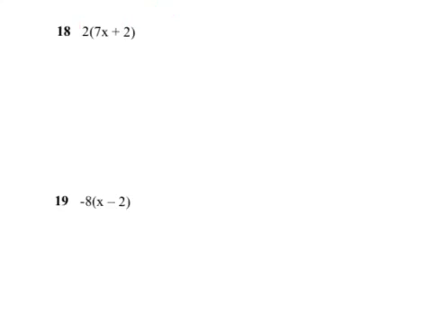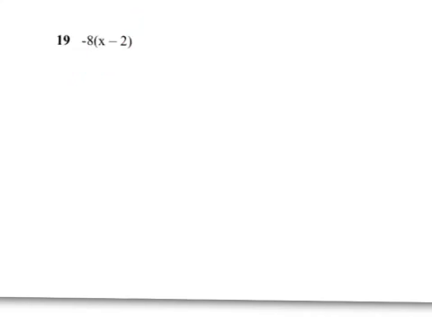Okay, problem number 18. I look to distribute first, and I do see distribution this time. So we're going to take this 2 and distribute it to each of the terms. So 2 times 7x gives me 14x. 2 times a positive 2 gives me positive 4. I then would try to combine terms, but I cannot because this one has an x and this one does not. So it is simplified as we see it.